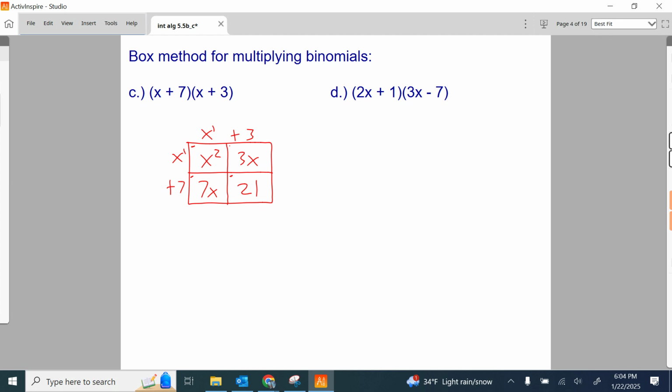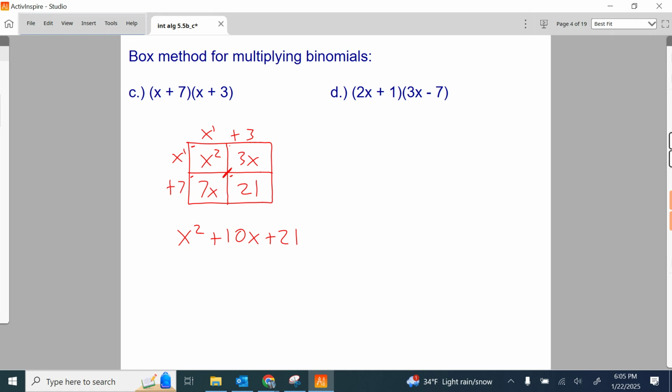What's kind of nice about the box method is diagonally it sets up your like terms for you. Okay, so we know we're going to have to combine the 7x and the 3x together. So if I combine them, I'm going to get x squared plus 10x plus 21. Okay, so again, we got that quadratic trinomial for an answer. That came about from the box method. You don't have to, it's just another method to use.